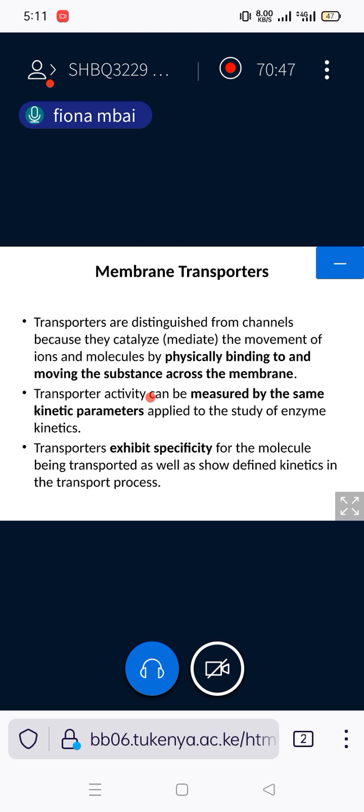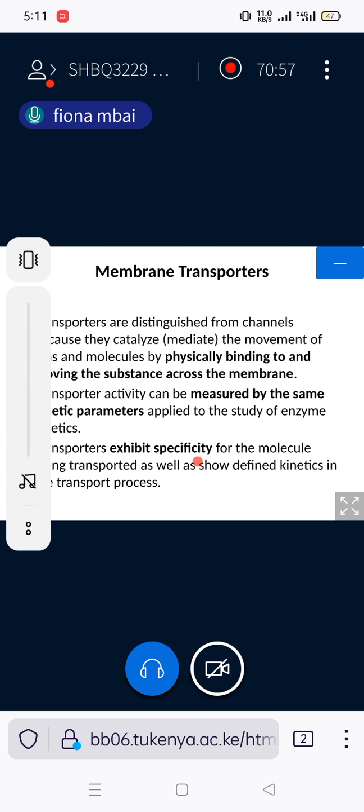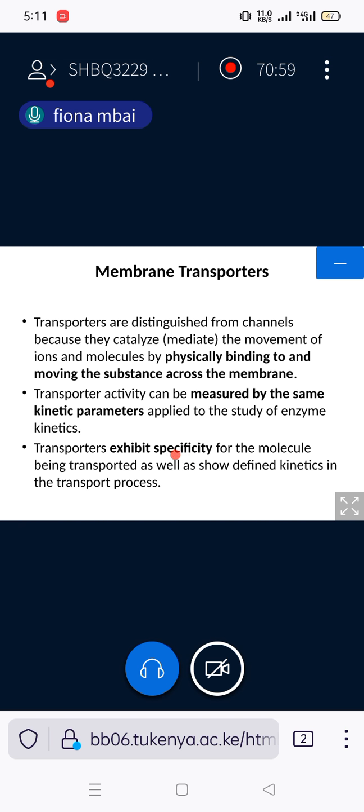By kinetic parameters, which is applied to study enzyme kinetics. Transporters also exhibit specificity, which is another speciality which is found in enzymes, molecule being transported, as well as to define kinetics in the transport process. So if I was to ask you to explain to me the similarities between transporters and enzymes, you talk about the defined kinetics as well as the specificity.